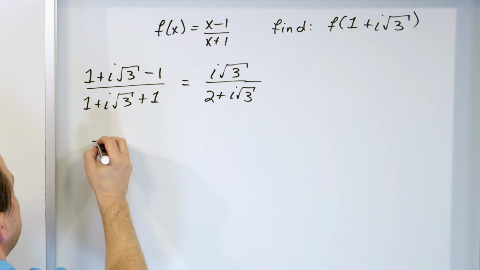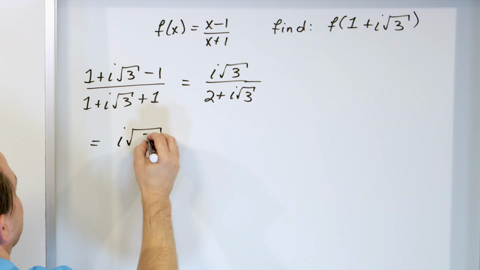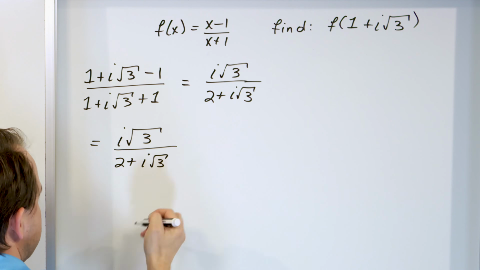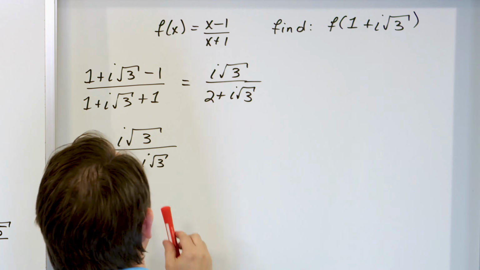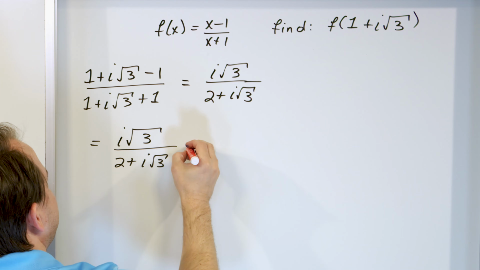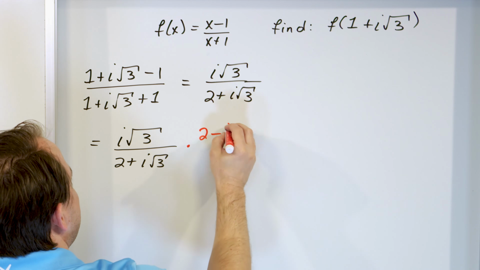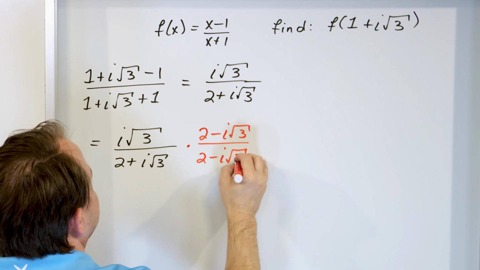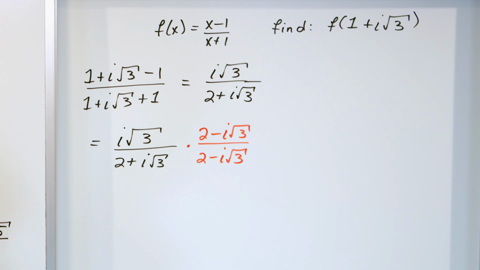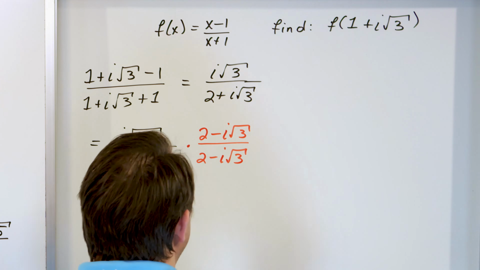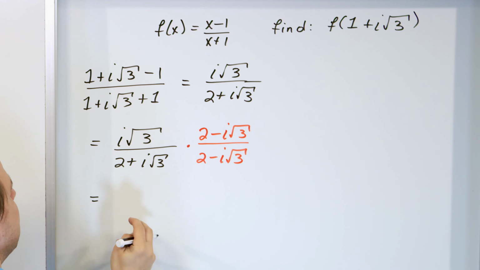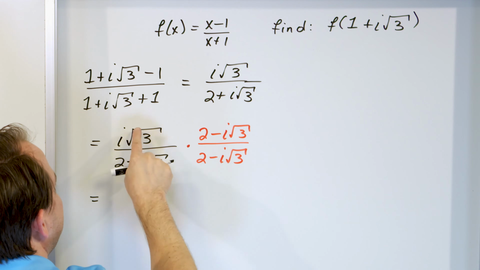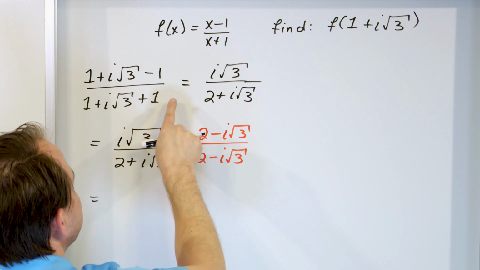So how do you do that? Well, let's rewrite it: i root 3 over 2 plus i root 3. And in order to get rid of that imaginary number, we multiply by the conjugate. So 2 minus i root 3 over 2 minus i root 3. So we multiply by the conjugate. And then we have to crank through the math, the multiplication, which is a pain, I agree. So you have this number multiplied by this binomial. This whole thing has to get multiplied by 2 and then multiplied by this term.